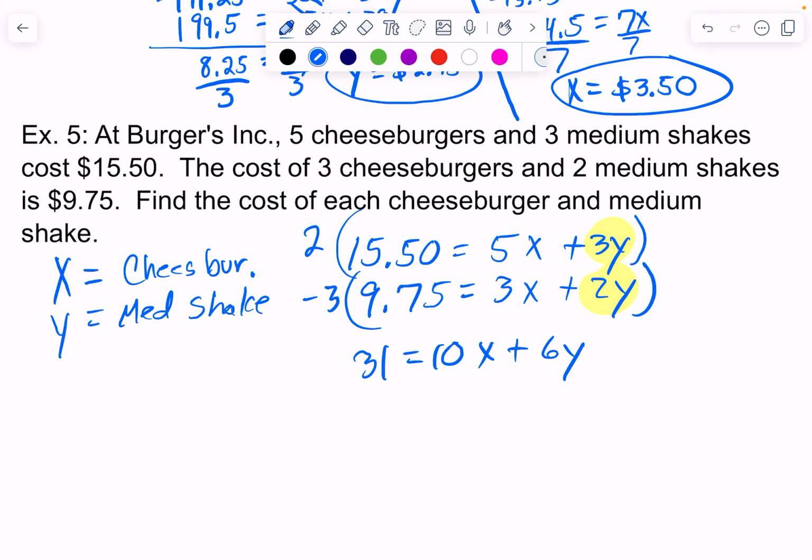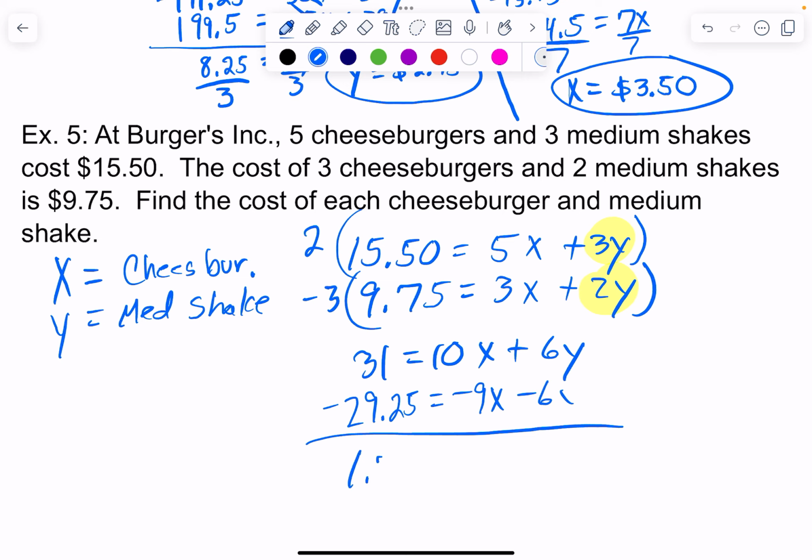And then I got that 9.75 times that negative 3, negative 29.25 equals negative 9x minus 6y. So 31 minus the 29.25 was $1.75, which is the value of X. So the cheeseburgers are $1.75 for each cheeseburger.